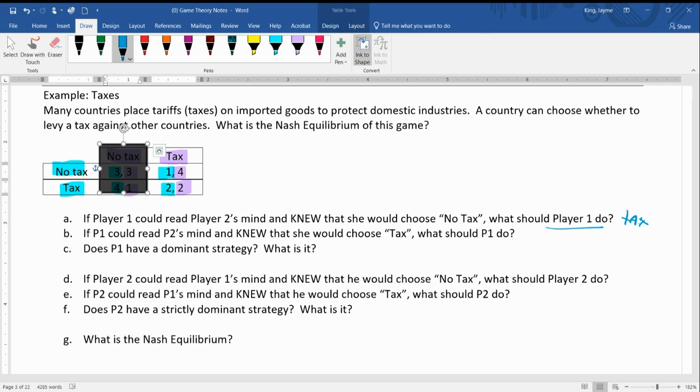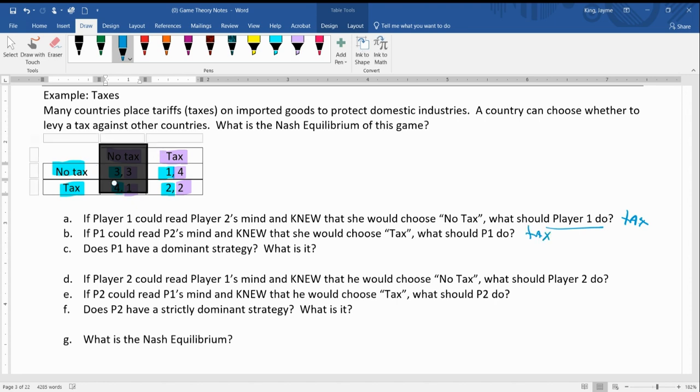So player one's 2 outcomes, if they choose no tax, they get 1. If they choose tax, they get 2. It doesn't matter what the purple numbers are. That's all I care about right now. So what should they choose to do? Well, in this instance, they should choose to tax again because 2 is a bigger number than 1, right? So again, they should choose tax.